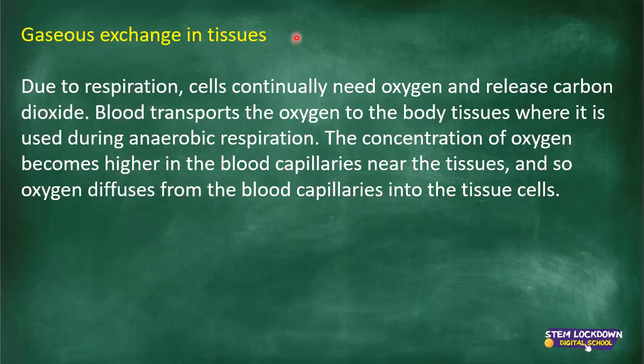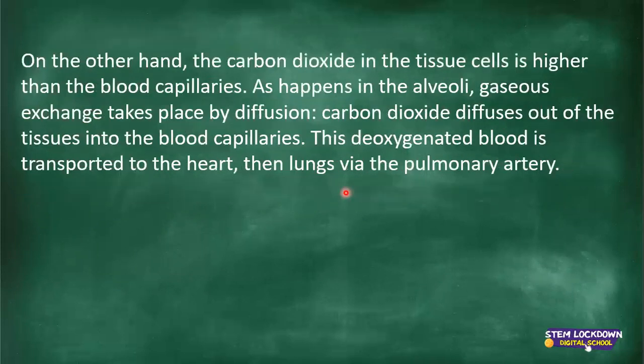So this is how they link up. It's due to respiration, whereby the cell continuously takes in oxygen and releases carbon dioxide. Then the blood will transport that oxygen to the body tissues where it is used during aerobic respiration. The concentration of oxygen will become higher there in the blood capillaries. Then from the blood capillaries, it will diffuse into the tissue cells. So it happens through the process of diffusion over there.